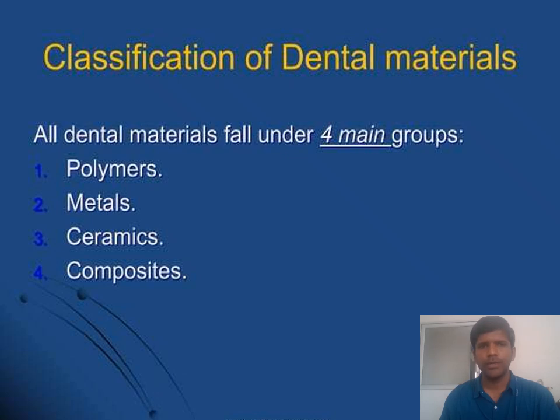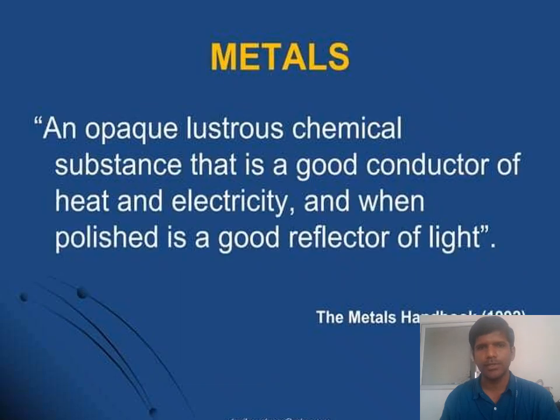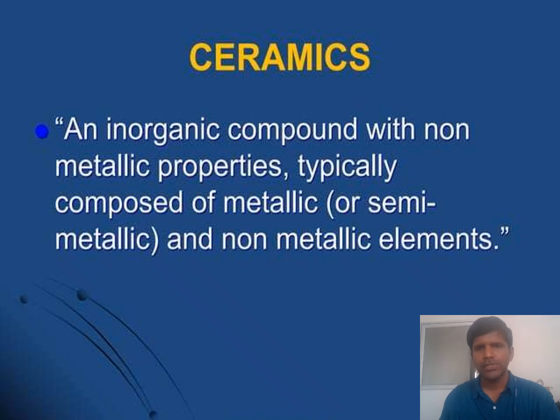Coming to the classification of dental materials, they fall under four main categories, that is polymers, metals, ceramics, and composites. Polymers are chemical compounds consisting of large organic molecules formed by the union of many smaller monomer units so that it forms a polymer. The chemical reaction in which low molecular weight monomers are converted into high molecular weight polymer chains is called polymerization. Coming to metals, a metal is an opaque lustrous chemical substance that is a good conductor of heat and electricity, and when polished it will be a good reflector of light. Coming to ceramics, ceramics are inorganic compounds with non-metallic properties typically composed of metallic and non-metallic elements.